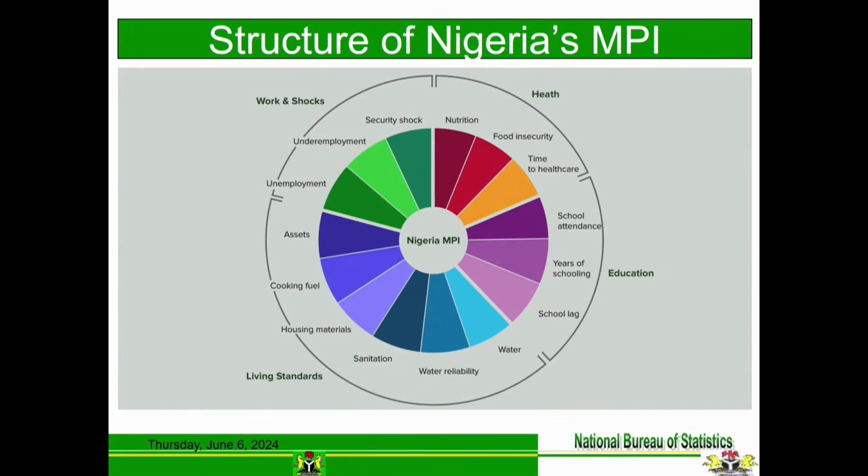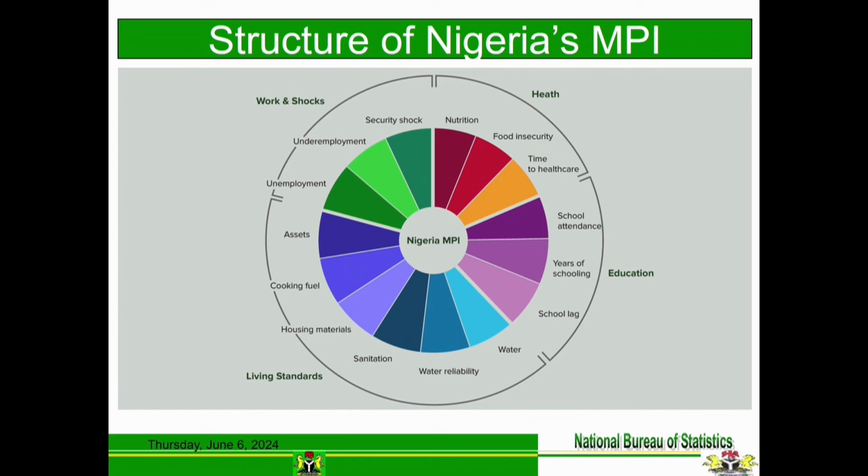Let me quickly take you through the structure of the current Nigeria MPI. Earlier, you have been told that it has 4 dimensions. Now, the dimensions are health, education, living standard, work, and shock. But for health, we have 3 indicators. Under this health, the indicators are food insecurity, nutrition, time to health care.